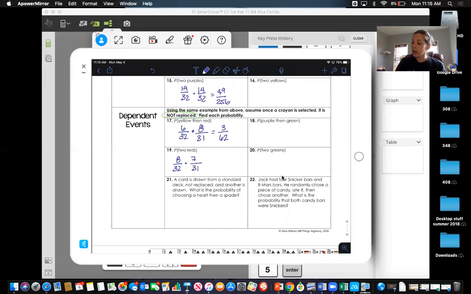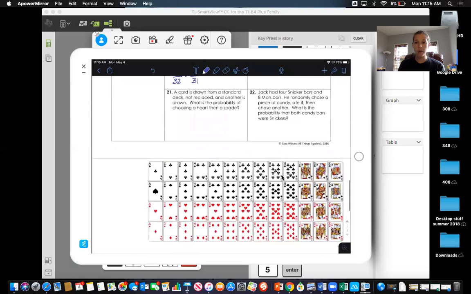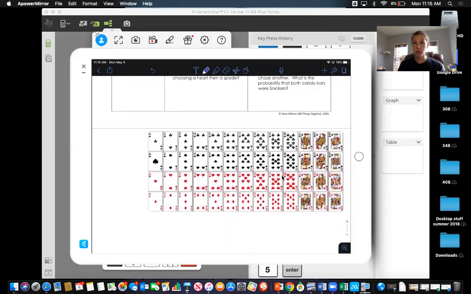Okay, so last but not least, guys, we're going to be working with cards. I just want to go over, here are all 52 cards. This group that literally has faces on them, these are called face cards. There are 12 of them. Okay, there are 4 suits.